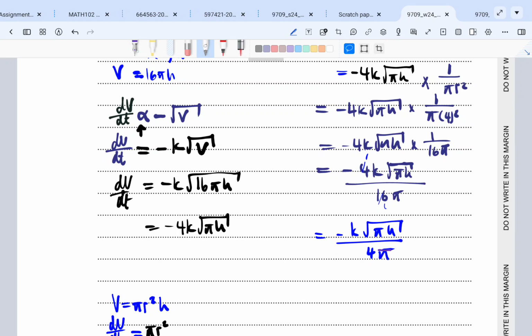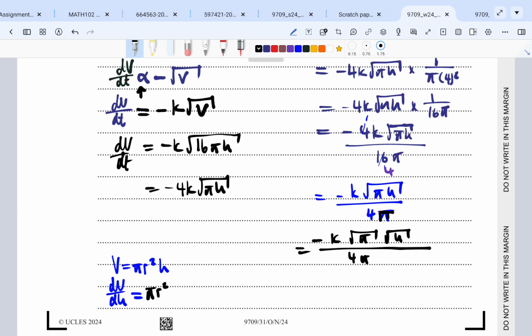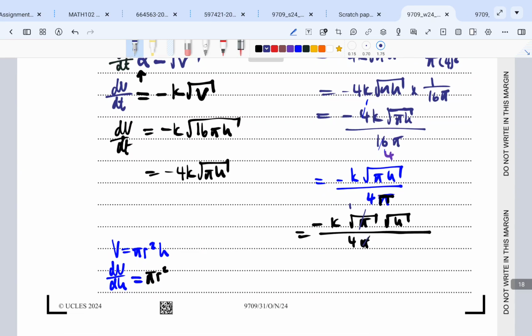So here, this is a 4. Now, what am I going to get here? I don't want to spend too much time on this. Look, this is now just simplifying. It's not really differential equations. If you simplify, you're going to get negative k, then the square root of pi by the square root of h, all over 4 pi. Root pi into root pi is 1. Root pi into pi, that is another one. Because what you must know is that pi is the same as root pi times root pi.